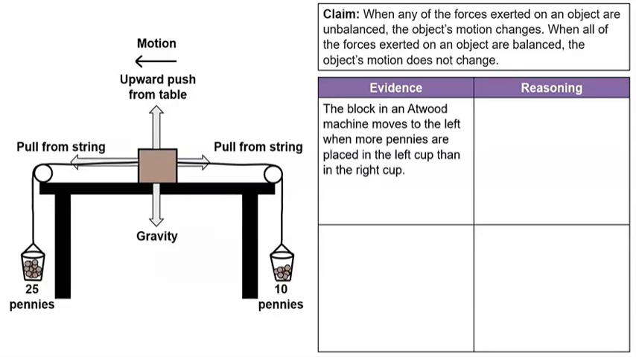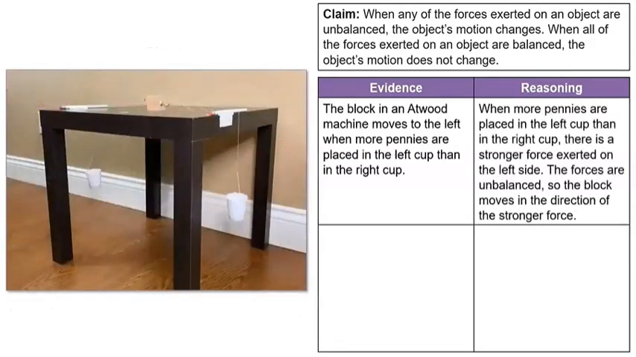How does this evidence support the claim? Well, when more pennies are placed in the left cup than in the right cup, there is a stronger force exerted on the left side. The forces are unbalanced, so the block moves in the direction of the stronger force.